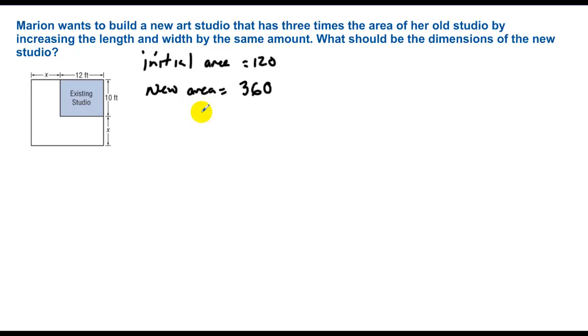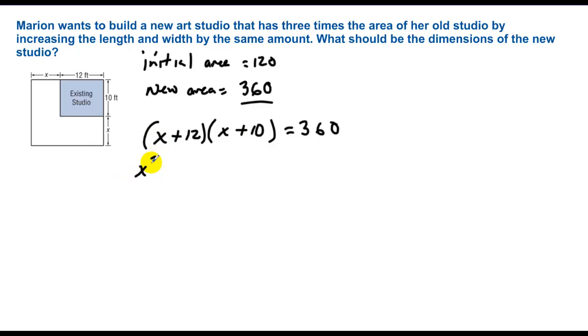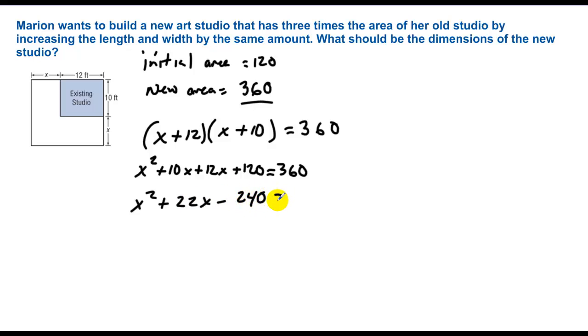All right, and 360 is going to be the area of this rectangular region that is length by width. So my new length is x plus 12. My old length, or my new width, is x plus 10. That's going to be equal to my 360. If I want to solve this, I have to get it in quadratic form, so I'm going to have to FOIL. That's x squared plus 10x plus 12x plus 120 is equal to 360. As in our last example, we have to set it equal to 0. So that's x squared plus 22x minus 240 is equal to 0.